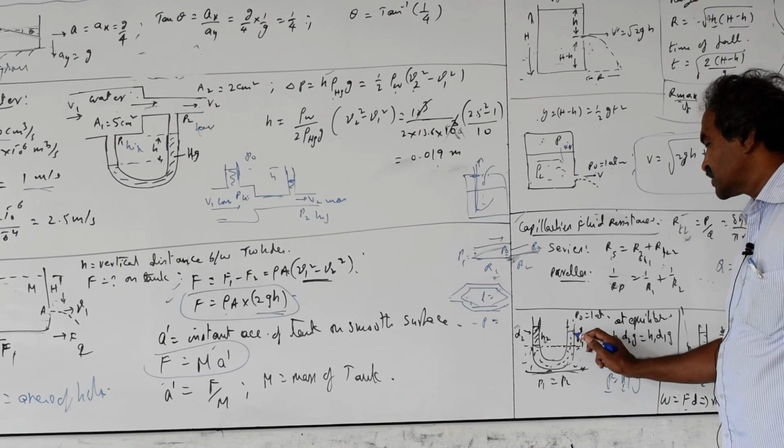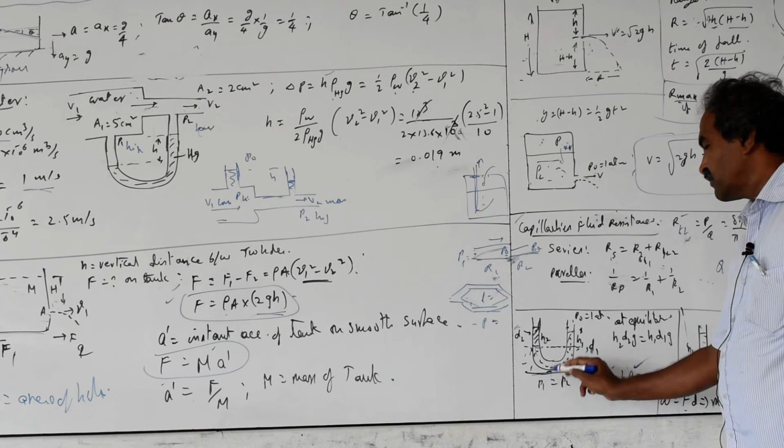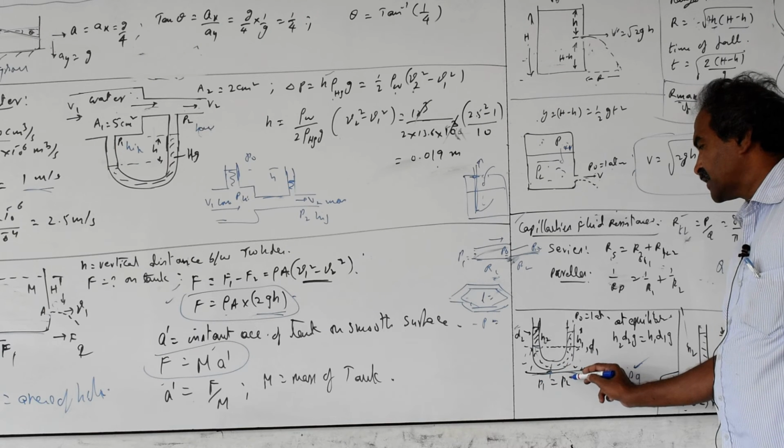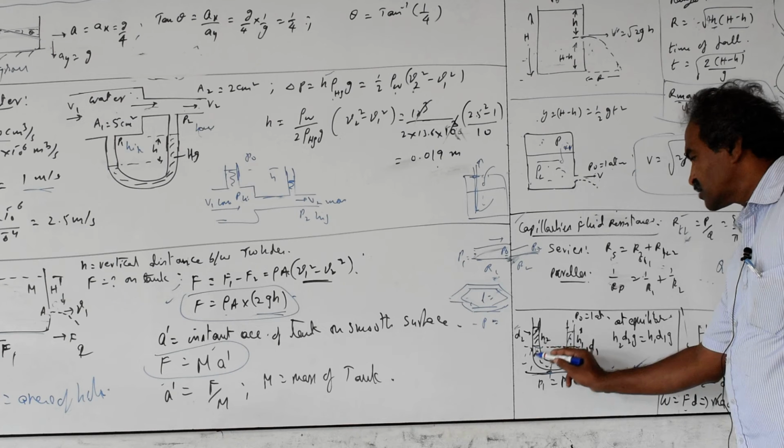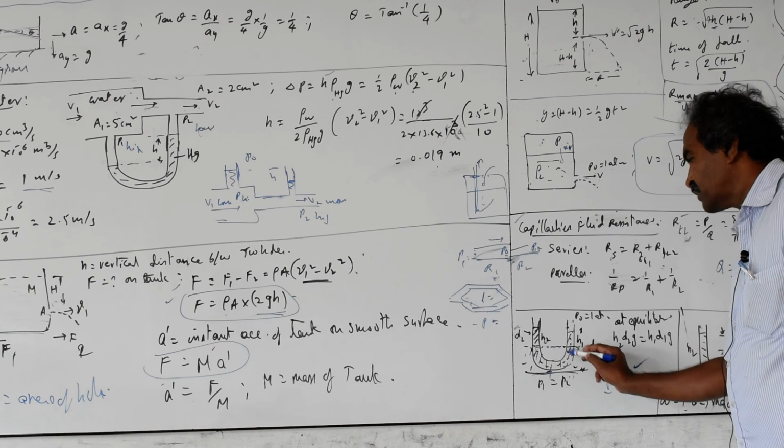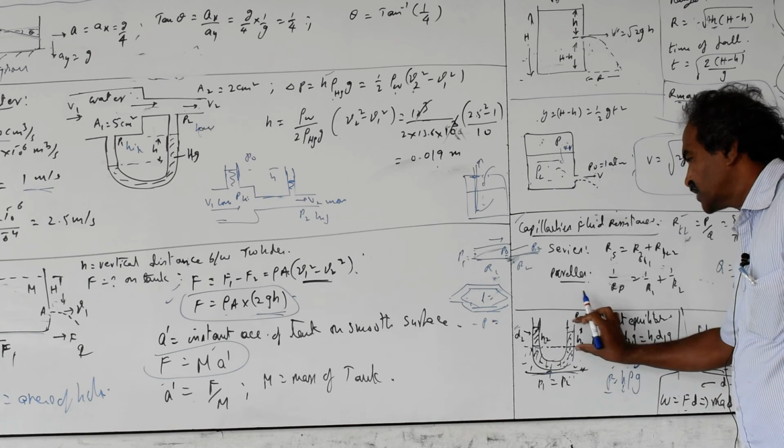If you take two liquids, left side and right side, at equilibrium the pressure on the left side equals the pressure on the right side, so hdg on the left equals hdg on the right. But this portion of the same liquid has equal heights, and since it is the same liquid, you cancel it. Only the remaining heights have to be compared.